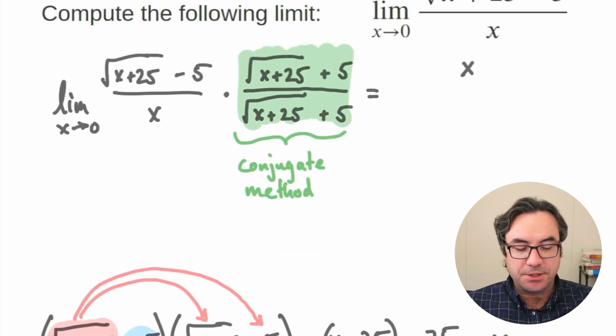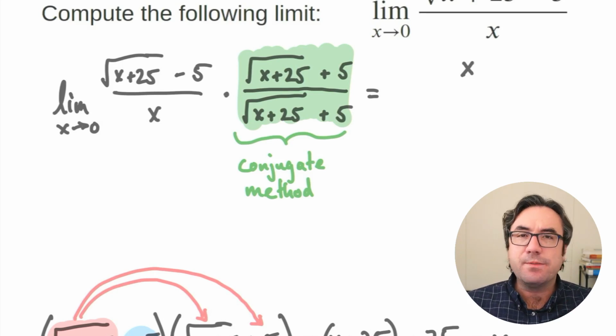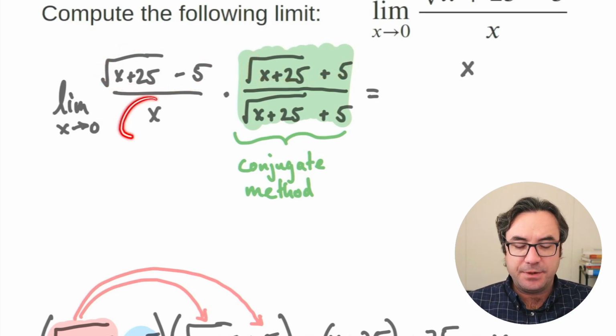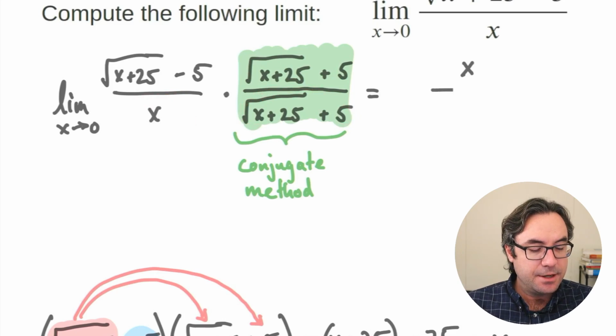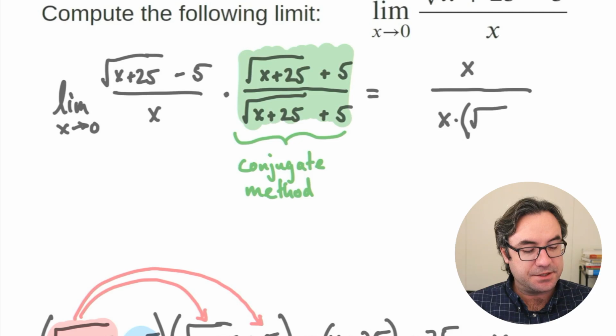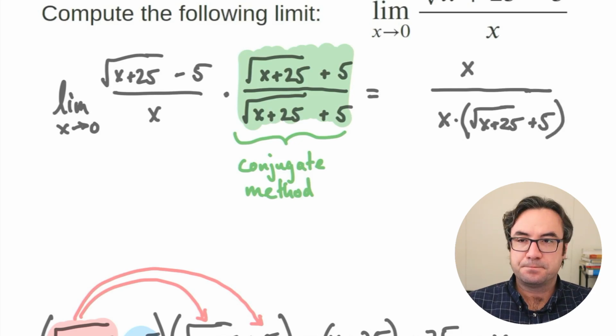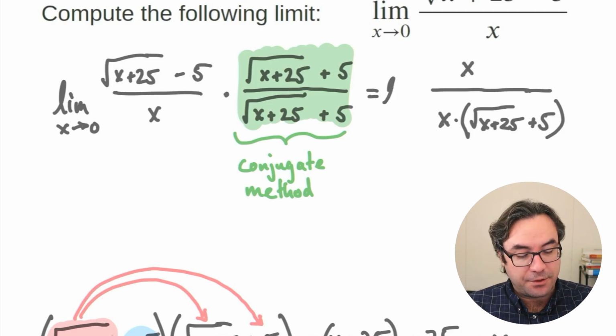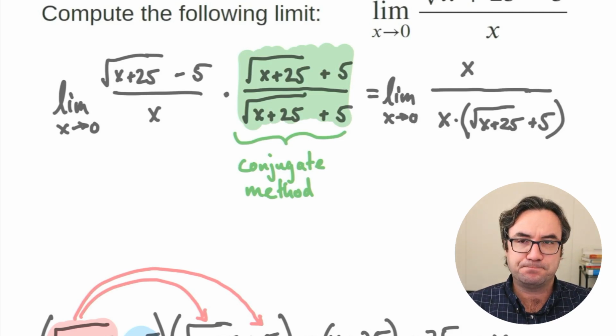All right, so we've multiplied out the numerator. Well, the way we multiply fractions is we just take the two numerators, multiply them together, and then we take the two denominators and multiply them together. So our denominator here is just going to be x times, and then I'll put in parentheses, square root x plus 25 plus 5. All right, so we're doing a limit calculation, so we need to make sure we throw that limit sign in front. So limit as x goes to 0.